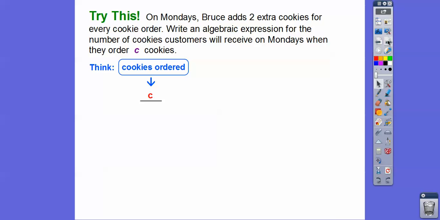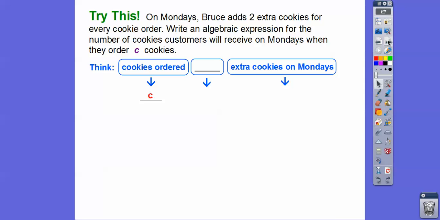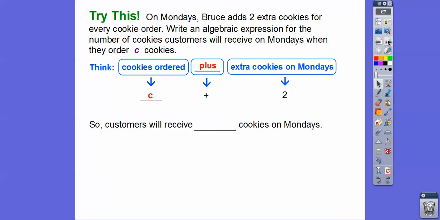And Bruce adds, so we're going to add, or plus, the extra cookies on Monday. He adds 2 extra cookies on Monday. So the customer is going to receive the number of cookies ordered, which is C, plus 2 cookies on Monday right there.